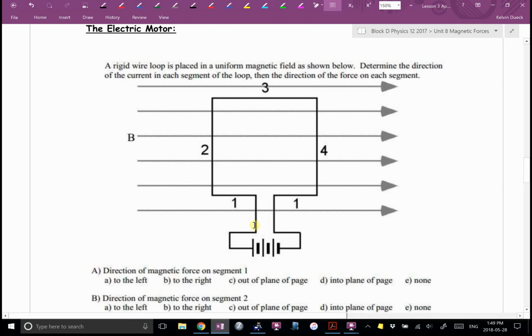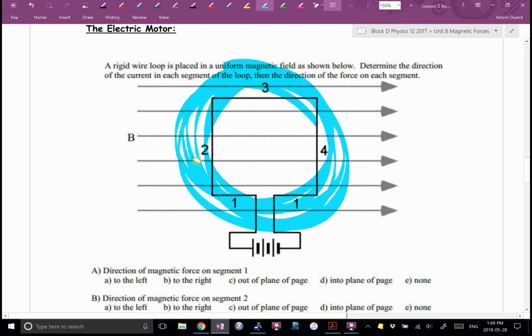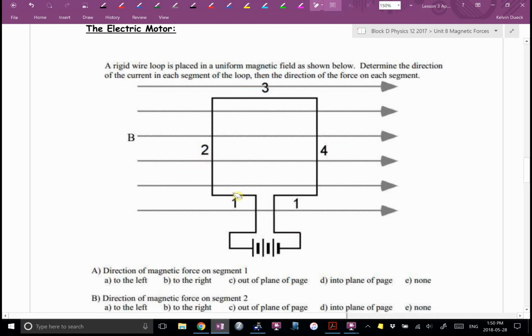Now, in real life, we have hundreds and hundreds of coils of wire, but we're just going to look at a single wire. I'm calling it a coil, even though it's square-shaped, just so it's easier for us to follow. Here is my magnetic field. Which way is my magnetic field pointing? To the right. And if you look at the battery, here's what's happening.